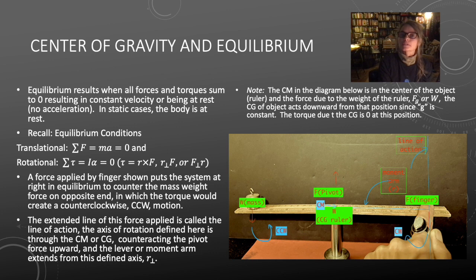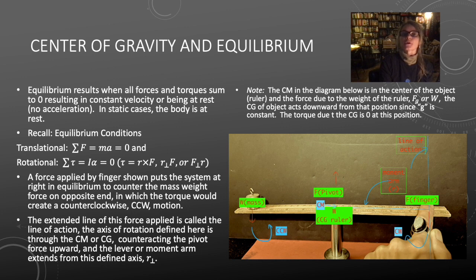The reason for that is I'm creating my axis of rotation through the center of the ruler, right through that center. So the center of gravity weight is going to vanish, and the force from the pivot back on the ruler is going to vanish. At that point, my R value is 0. Remember, torque is the cross product R cross F, and it operates in this third dimension, R being the position at which the force is applied.